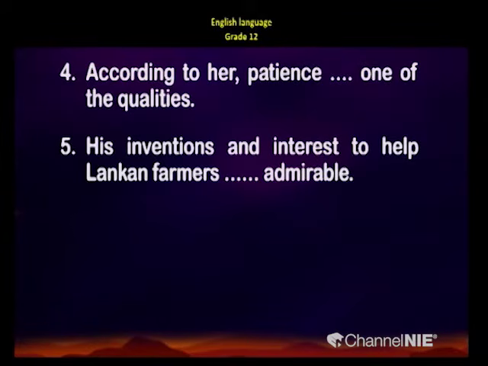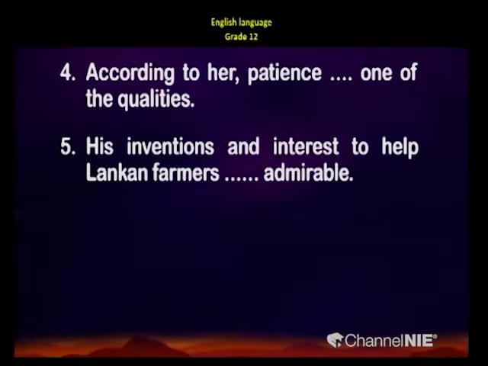According to her, patience blank one of the qualities. His inventions and interests to help Lankan farmers blank admirable. Okay, children, I'll give you the answers. According to her, patience is one of the qualities. His inventions and interests to help Lankan farmers are admirable.